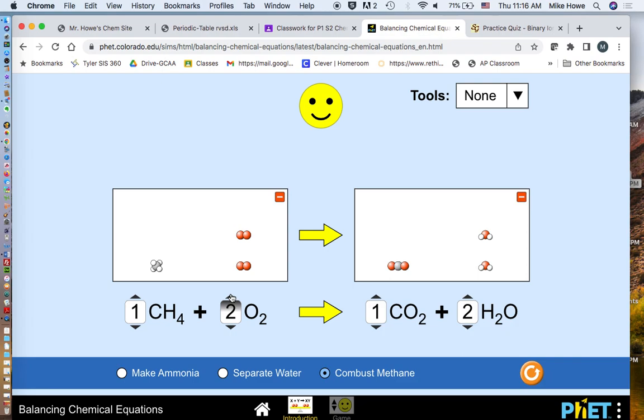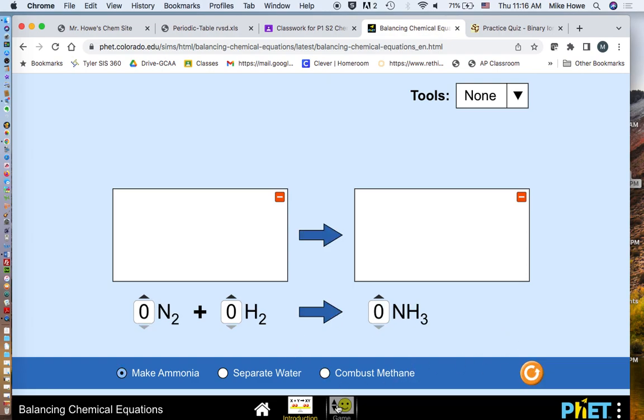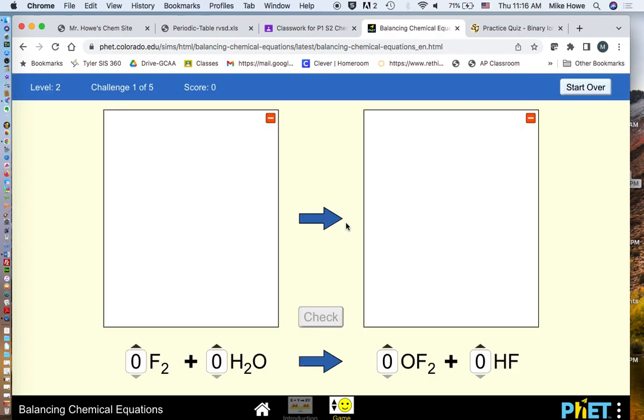So if I raise it to a 2, we have 4 reds and everybody's happy. All right, so that was your example. Now let's go and play the game. So I'll just start with level 2. All right, so you'll start here.